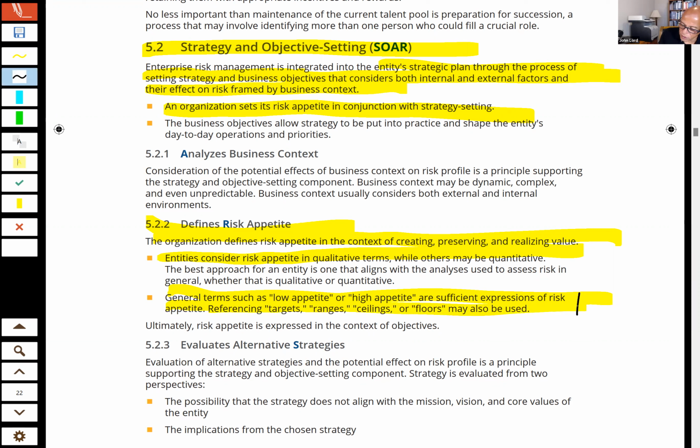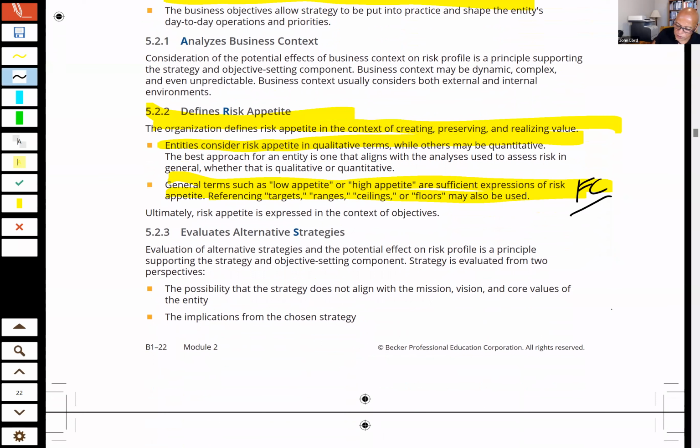Why don't we go ahead and flashcard that? Because I think you'll see some of those in questions where they talk about a low versus a high risk appetite, okay? Now, strategy is evaluated from two perspectives, okay? The possibility that the strategy does not align with the mission, vision, and core values of the entity, and the implications from a chosen strategy, okay?